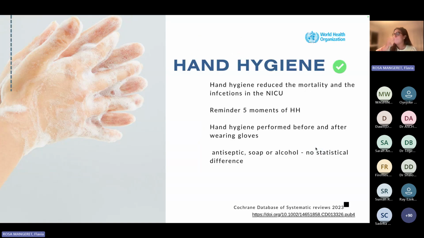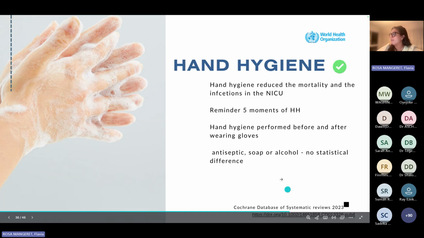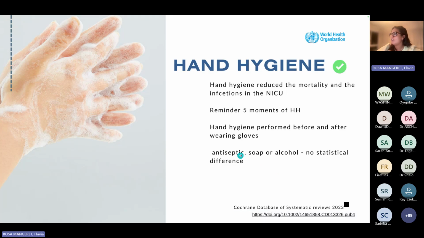Of course, hand hygiene. Hand hygiene reduces the mortality and infections in the NICU. Again, just a reminder of the 5 moments of hand hygiene, very important. We should just keep remembering that. Hand hygiene also should be performed before and after wearing gloves. This is a very important message to staff when you are mentoring them. And there is a Cochrane review trying to measure the difference of the impact of hand hygiene with antiseptic soap and alcohol. It didn't find any statistical difference, so it's not proved yet what's best. But we know that with soap you can take the dirt off the hands. Alcohol and antiseptic should only be used with hands that are not soiled.